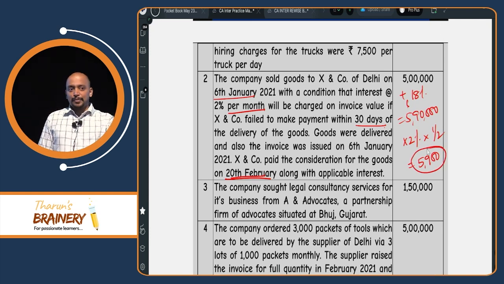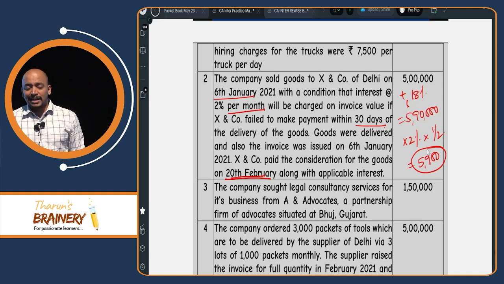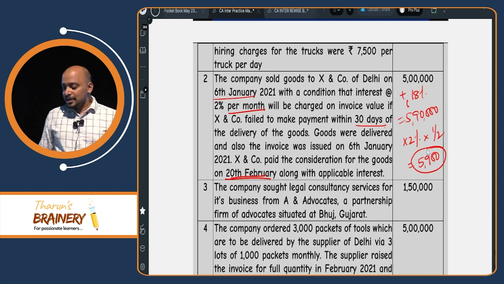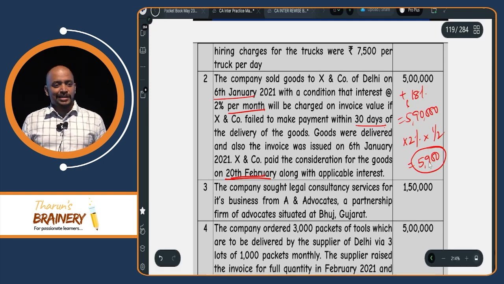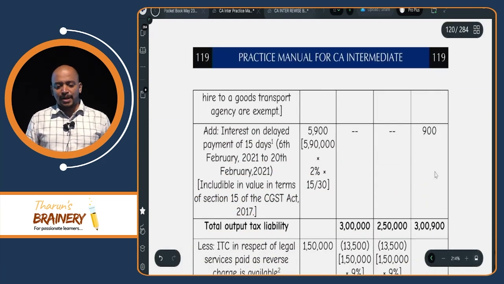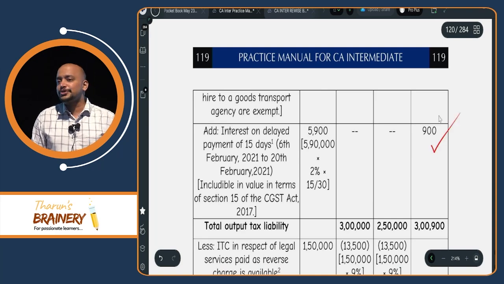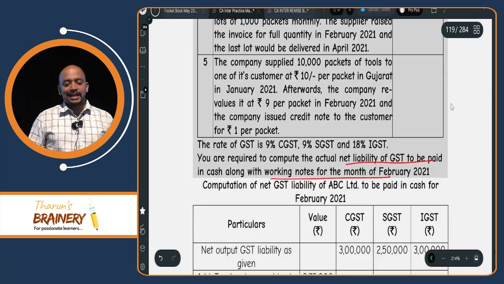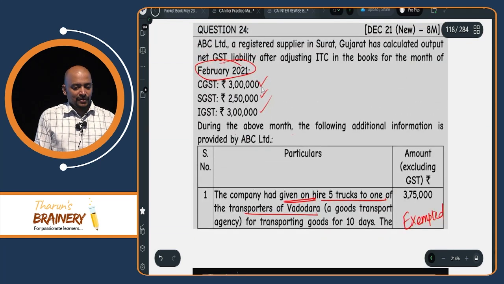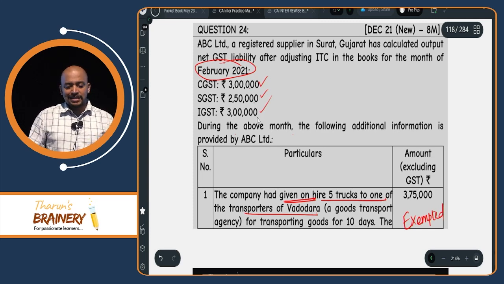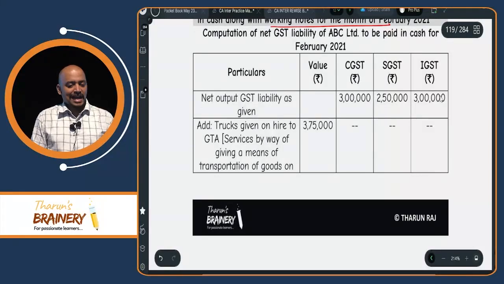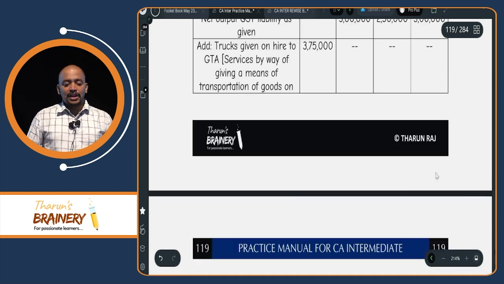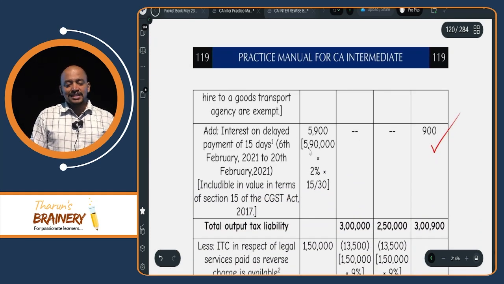That will only be taxable in February month. But this 5,900 will be inclusive of GST. So therefore, what will be the GST component in this? 18 by 118. 5,900 into 18 by 118 will be 900. You understood? So first we are taking whatever is the liability that is given in the question before making these adjustments. That is 3 lakhs, 2 lakh 50 and 3 lakhs. That is this CGST, SGST, IGST. Trucks, no GST on trucks because it is exempted. Then on that interest. So interest will be chargeable to GST.